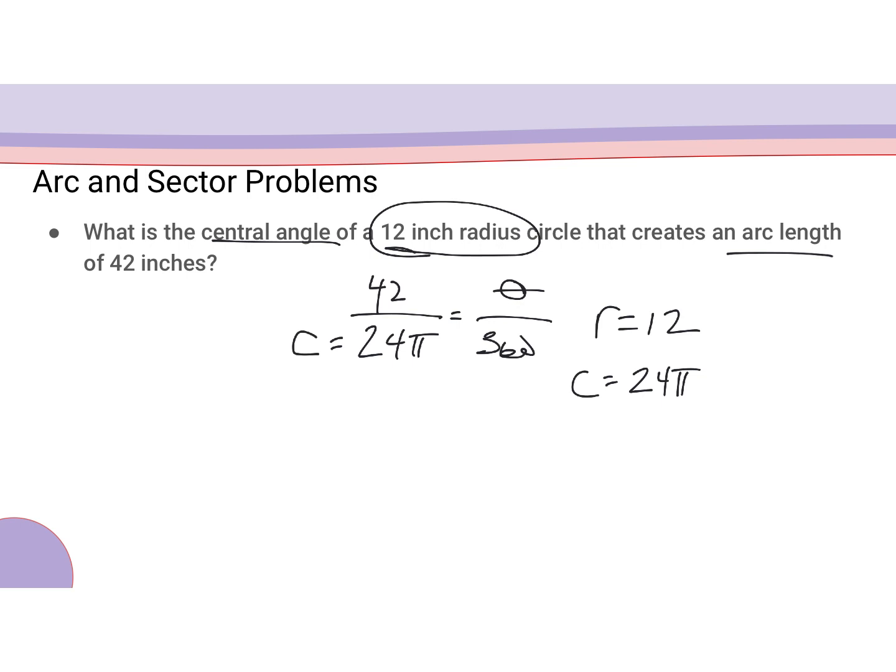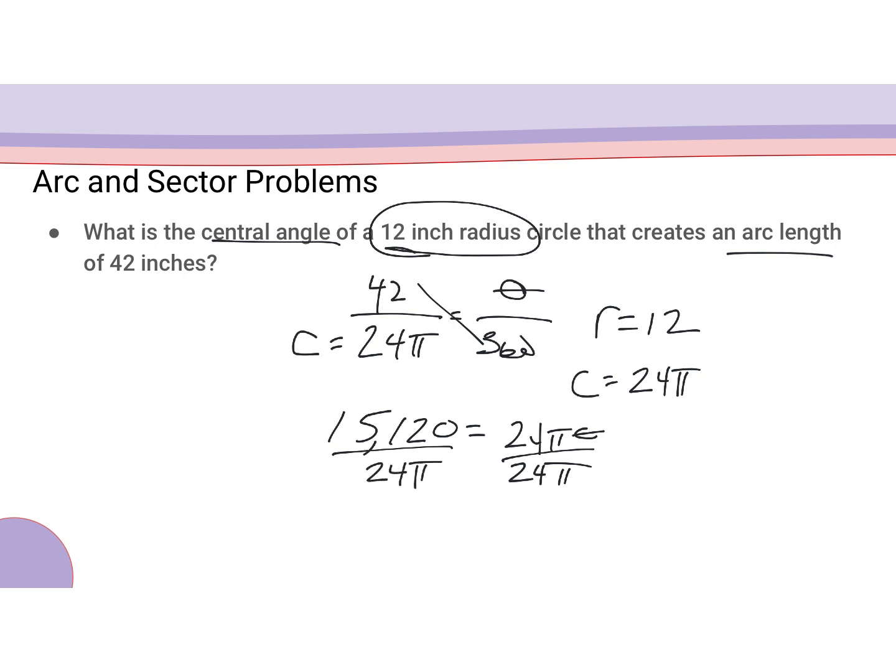Now you could try to solve this in reverse, but I think if you do this as a proportion, it makes a little bit more sense. Okay, so I'm going to do 360 times 42. Just give me 1 second as I do this computation. It's going to be a big number. I get 15,120, equals 24 pi times my missing angle, and divide this by 24 pi.